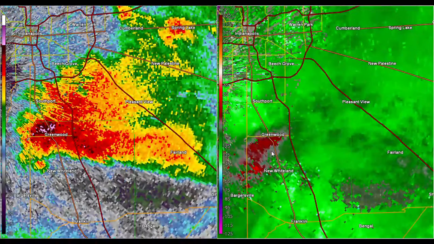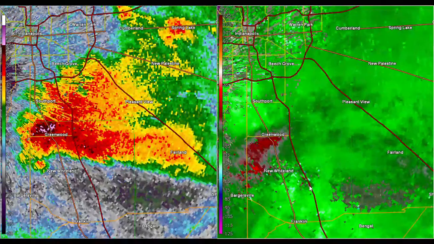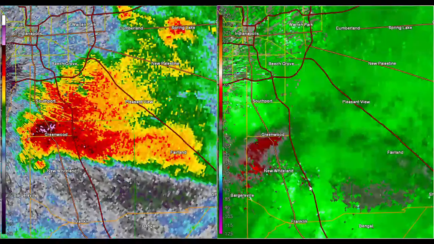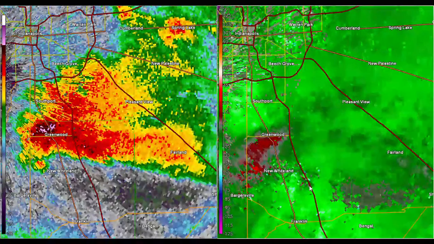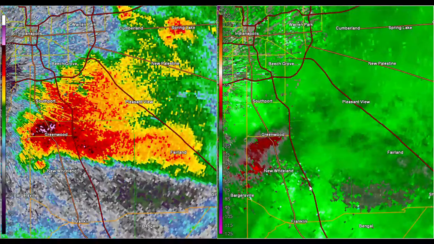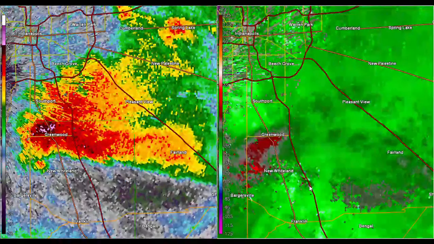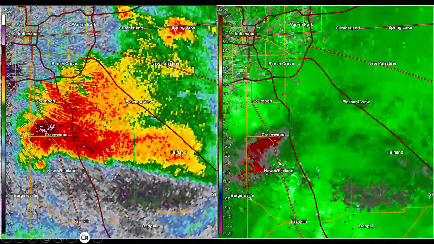What do the colors mean? Green means what's being reflected is coming towards the radar. Things that are red are things that are being detected going away from the radar. And so that's essentially indicating here we have shifting happening, which is once again potential for rotation. And so, okay, I would say zero in somewhere here in this Greenwood, New Whiteland area. Knowing what I know, I'm going to go kind of in this particular area here.